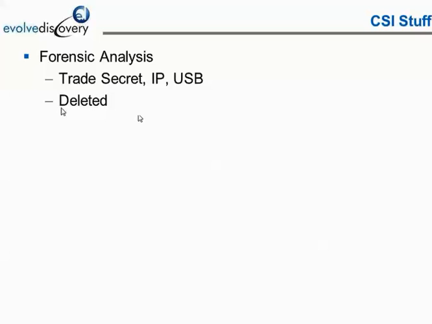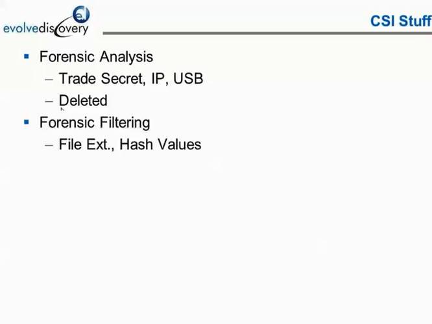This can be very, very important. I've worked on a few cases where slack space and the file fragments that they found were crucial to providing settlement. Now, there's also forensic filtering, in which case we can kind of drive through the data a little bit, and we can do things like filter by file extension and hash values prior to escalation out for full processing.